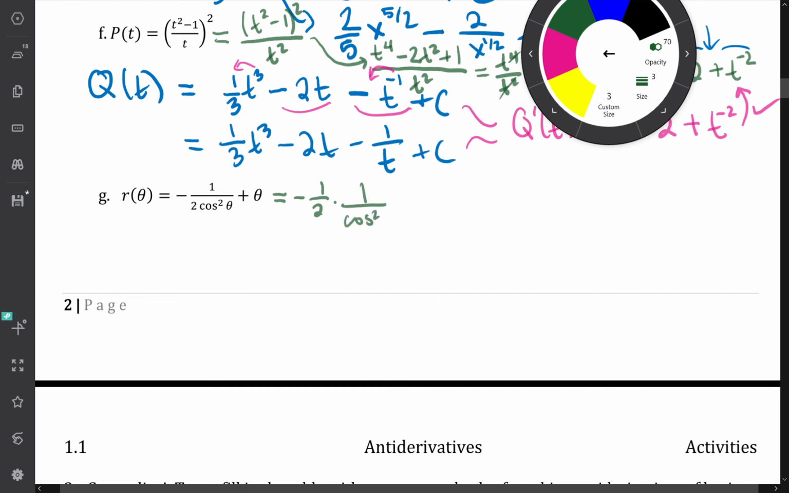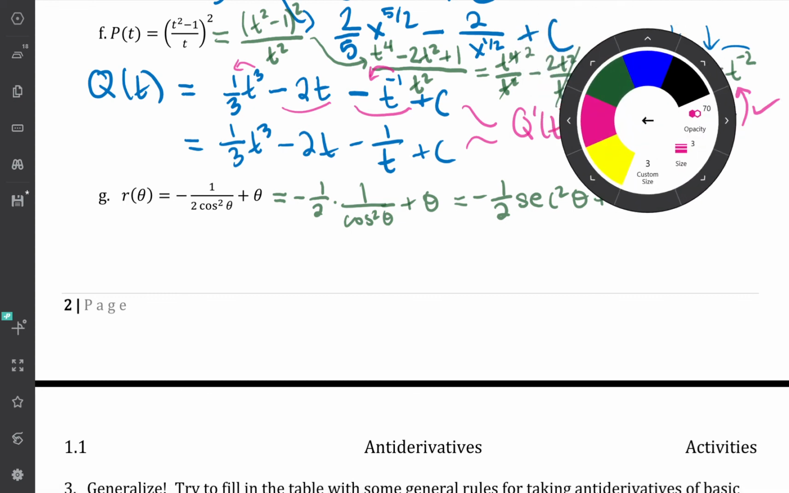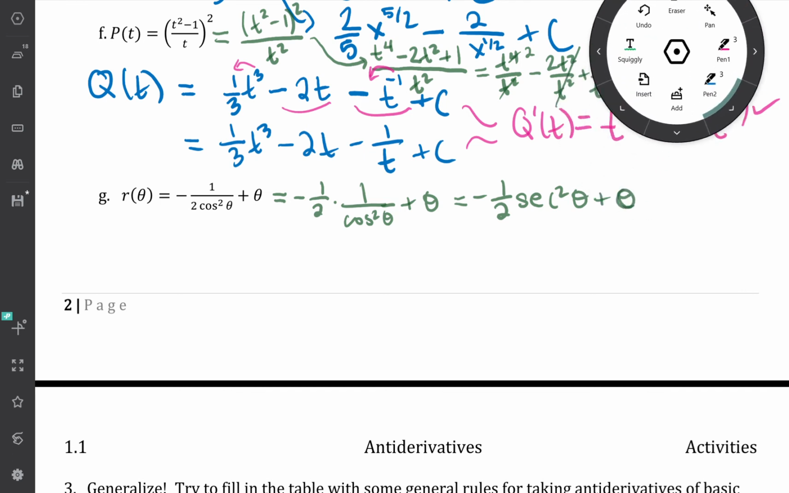For starters, that 2 is really easy to separate out. And then the second thing is always be on the lookout for this one. 1 over cosine squared is the same as secant squared. And secant squared, I think, is much more easily recognized than cosine squared as the derivative of tangent.